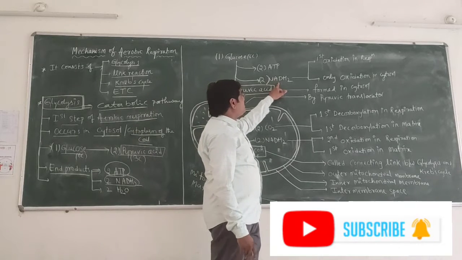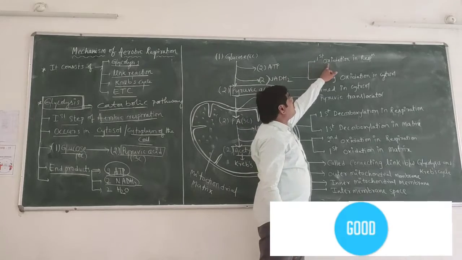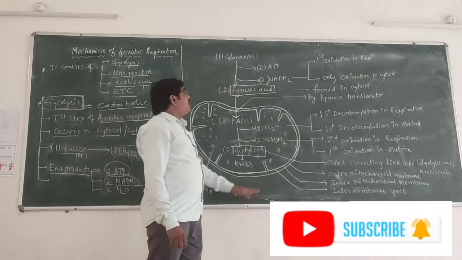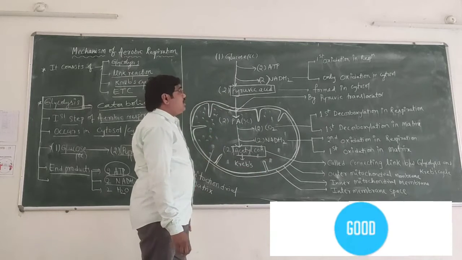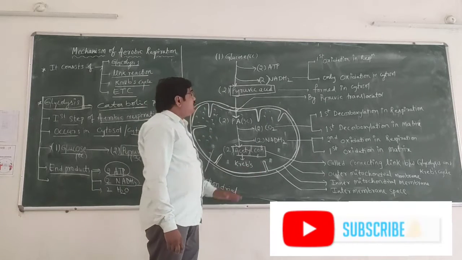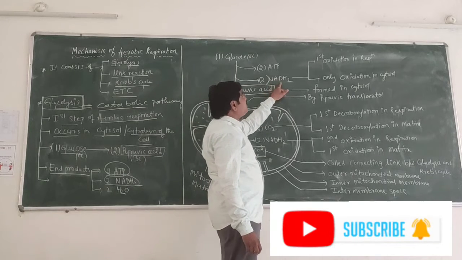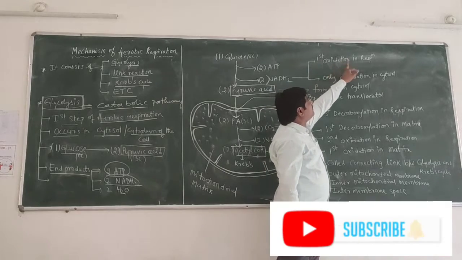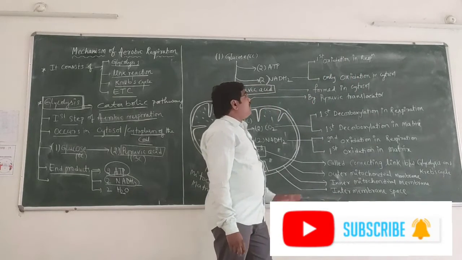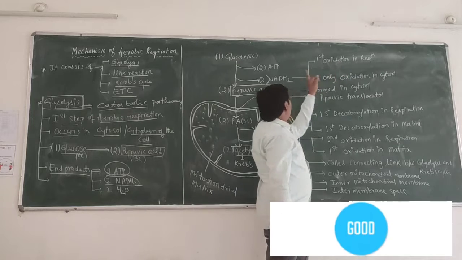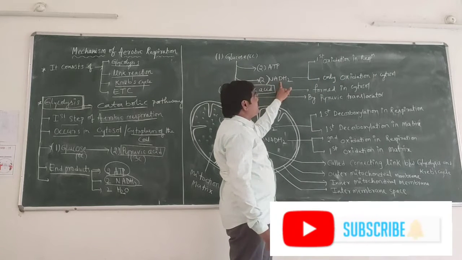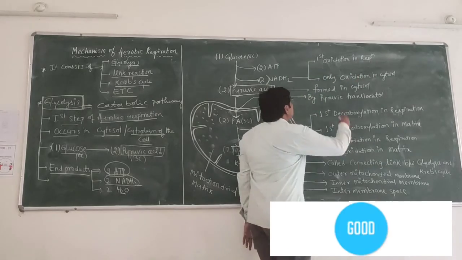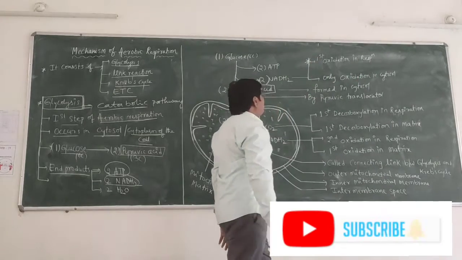This process is called oxidation. It is the first oxidation in the respiration process. Glycolysis takes place in the cytoplasm of the cell, and NADH2 is produced there. By the process of oxidation, two molecules of NADH2 are produced. So this is the first oxidation in respiration. This is the most important concept.